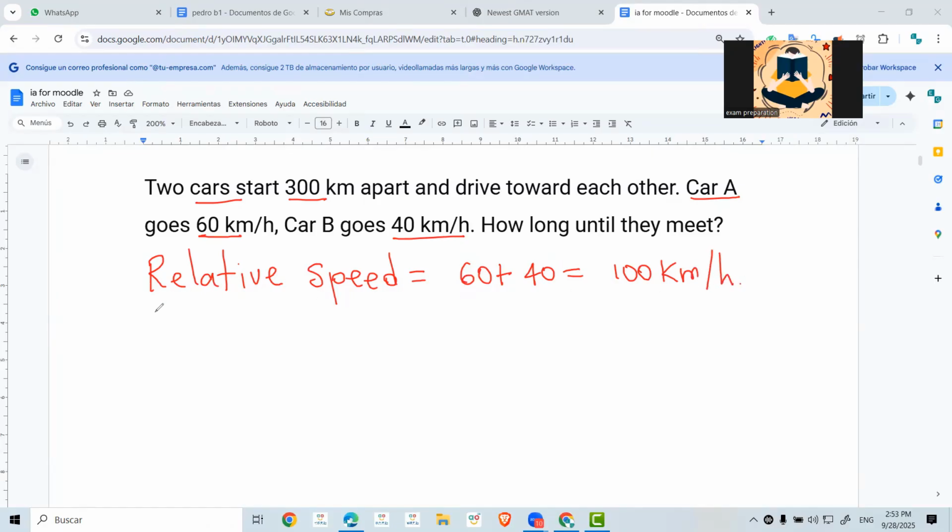And after that, we're going to understand that time is equal to the distance over the speed. So all we need to do here is take 300 divided by 100. So we get 3 hours. This is the time it takes before the two cars meet.